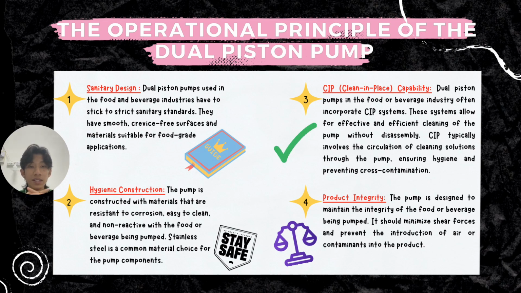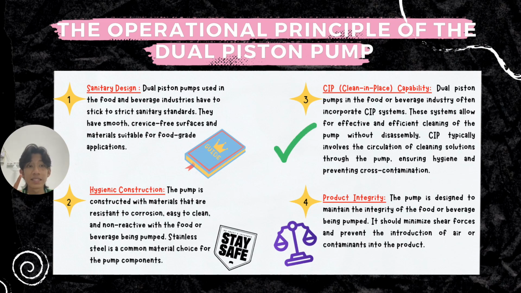The second point is hygienic construction. The pump is constructed with materials that are resistant to corrosion, easy to clean, and non-reactive with the food or beverage being pumped. Stainless steel is a common material choice for the pump components.